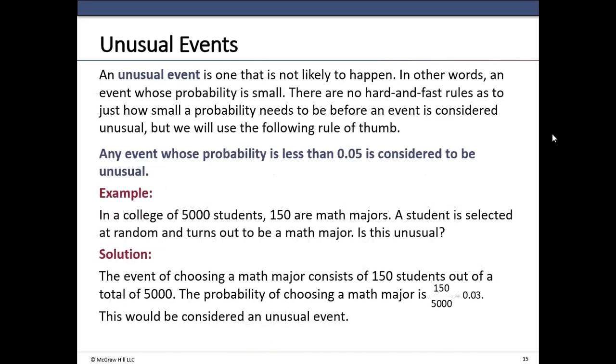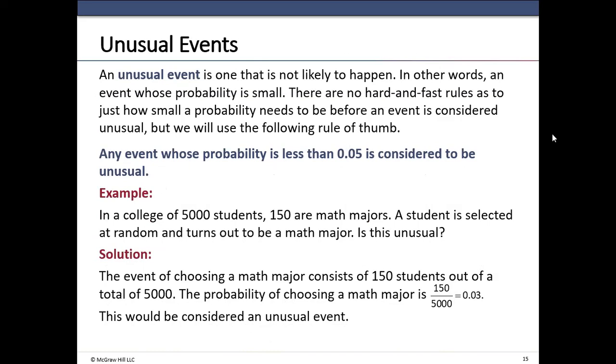An unusual event is one that is not likely to happen. In other words, an unusual event is one whose probability is very small. There are no hard and fast rules as to just how small a probability needs to be before an event is considered unusual, but we'll use the following rule of thumb. An event whose probability is less than 0.05 is considered to be unusual.